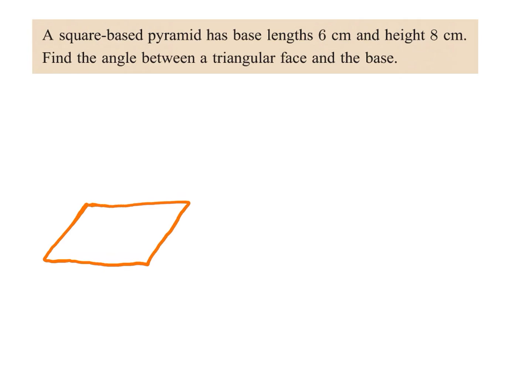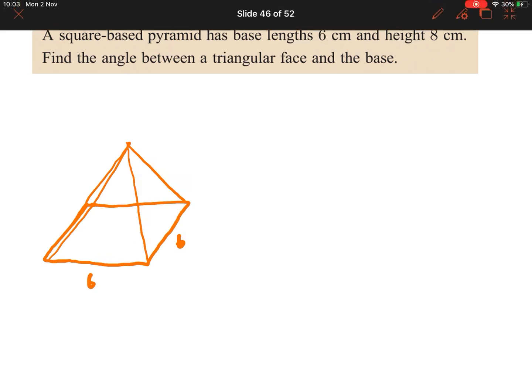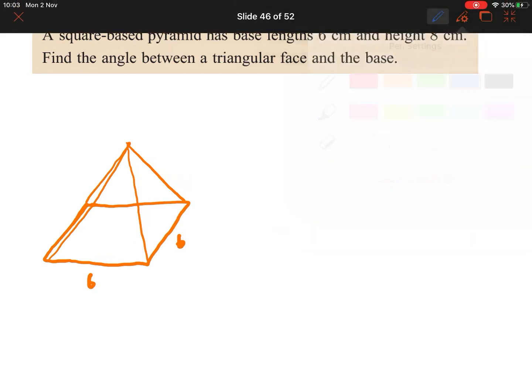So let's try and draw this. Let's draw a square base, and we're told that it's 6 and 6. What we need is to connect up. Perhaps not the best drawing, but that doesn't really matter. And we're told that the height of this pyramid is 8 centimetres. So this distance is 8.